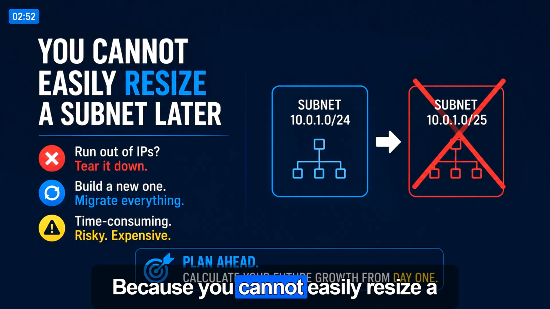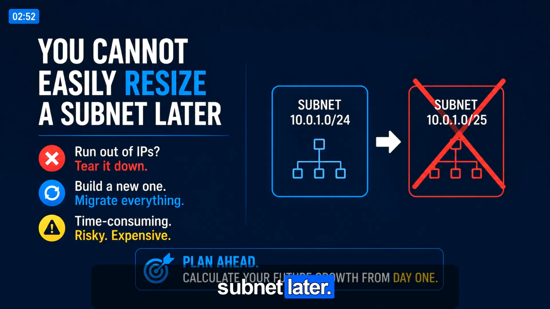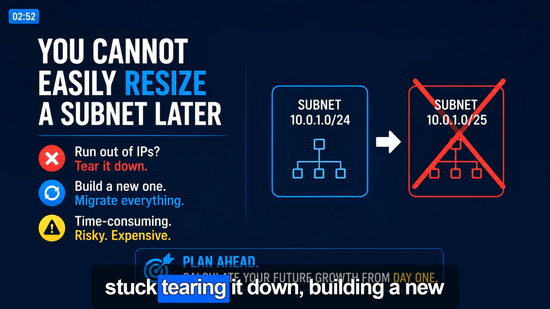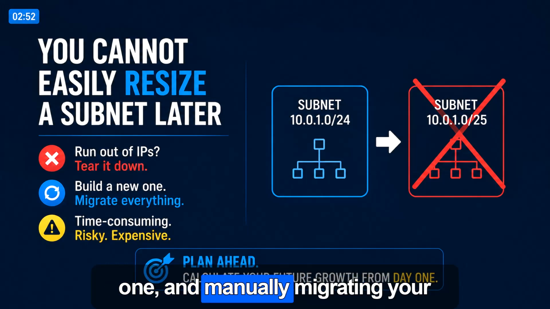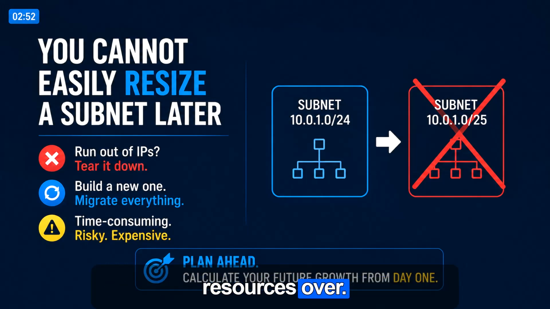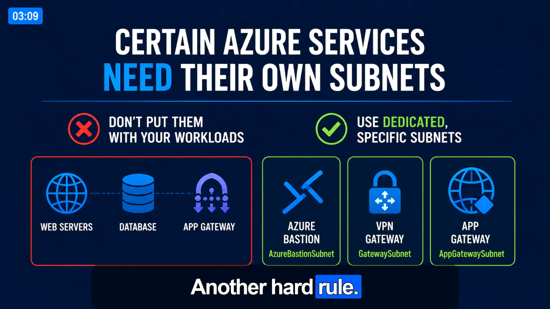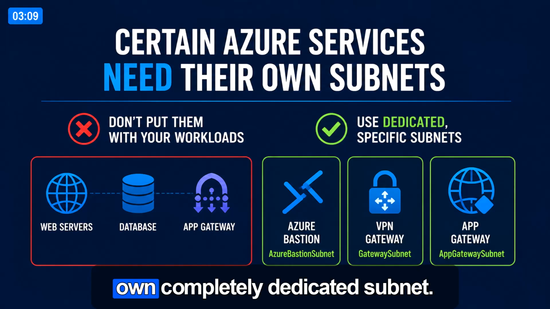Why? Because you cannot easily resize a subnet later. If you guess the wrong size and run out of IP addresses, you're usually stuck tearing it down, building a new one, and manually migrating your resources over. Calculating your future growth is a mandatory first step. Plan ahead.